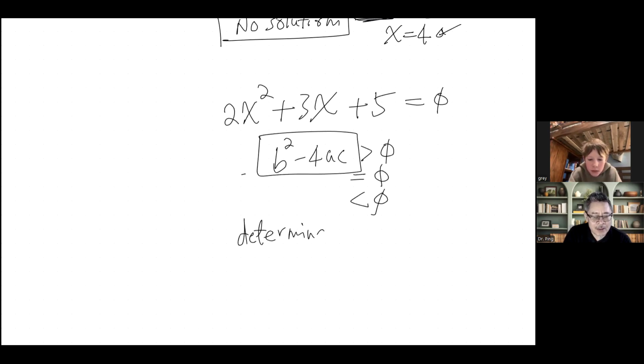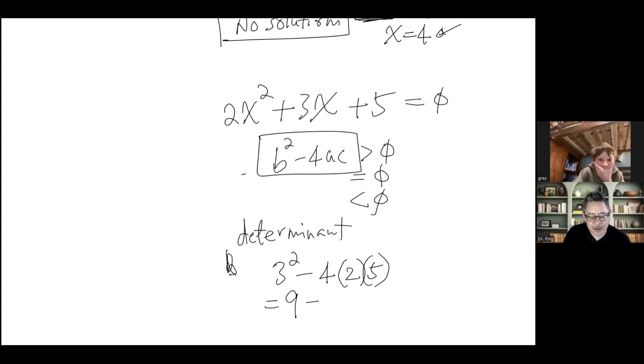Okay, so let's check. Our b is 3, so it's 3 squared minus 4 times a is 2 and times c is 5. So this is 9 minus 2 times 5, 10 times 4 is 40. So therefore it's negative 31. This is a negative. So therefore there is no solution. Good?